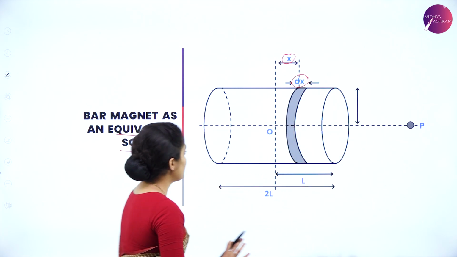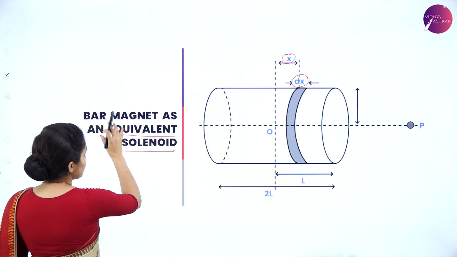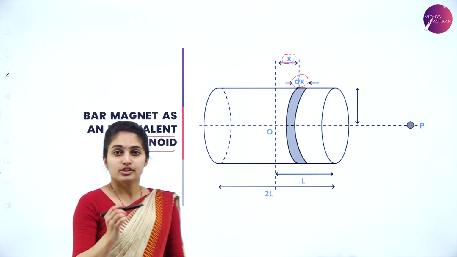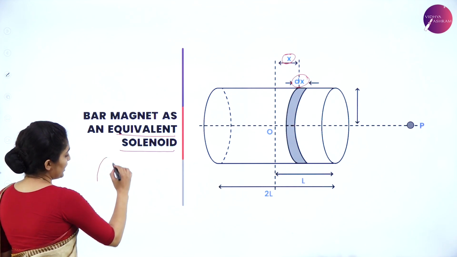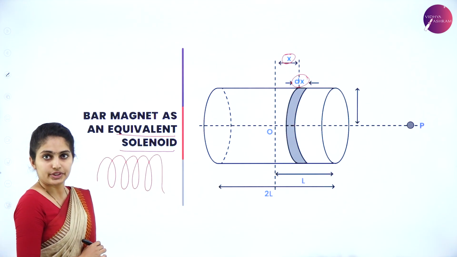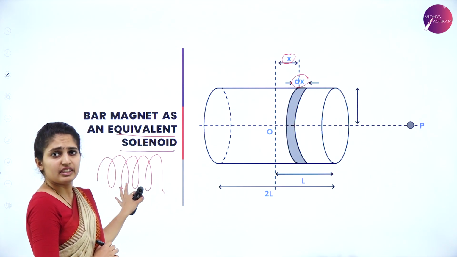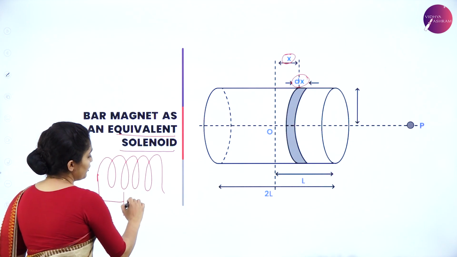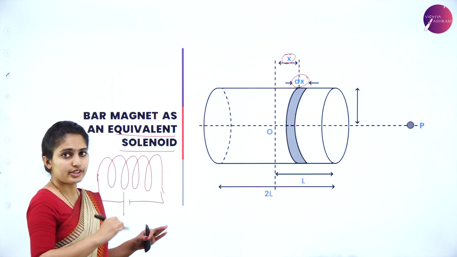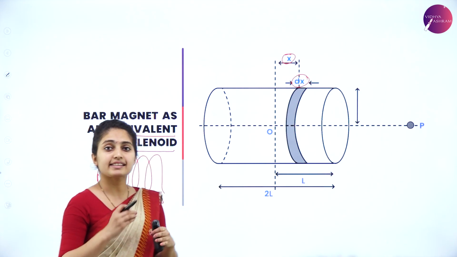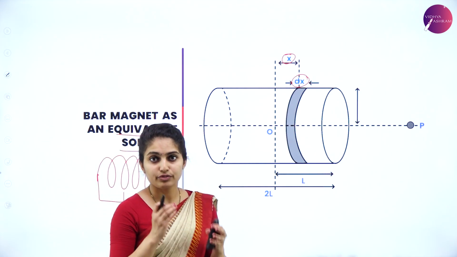First of all, we have to check whether the bar magnet acts equivalent to a solenoid or not. A solenoid is one which has n number of turns in a coil. This is called a solenoid. Now the solenoid will be with respect to the polarities, and it is a coil structure. Similarly, we have to check whether the bar magnet acts equivalent to a solenoid, for which we will consider an equation.